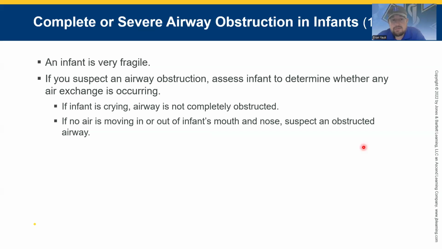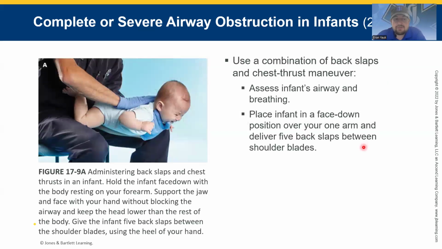And this is when we're going to do a combination of back slaps and abdominal or chest thrusts, compressions. Assess the infant's airway and breathing. Place the infant face down, positioned over your one arm, and deliver 5 back slaps between the shoulder blades.